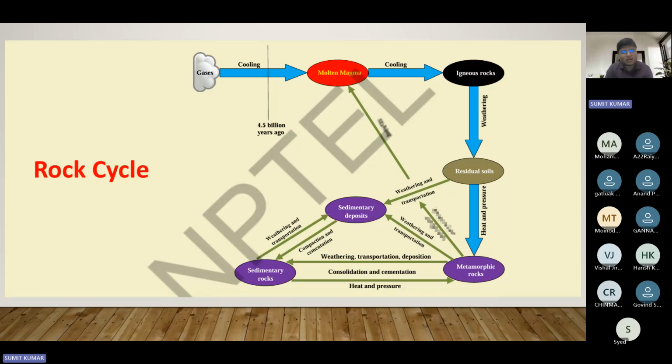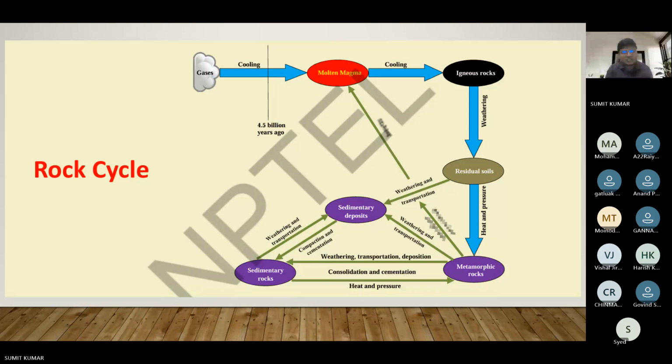As we move ahead, we see that some of the chemical properties get changed, or the property of the parent rock is itself in the residual soil. So this is the overall rock cycle by which the different characteristics of soils get formed over a period of time. Now we will go ahead and look at it in detail in definition form.